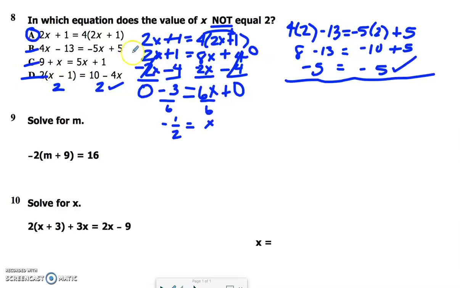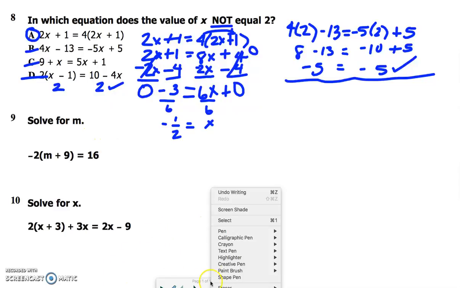Sometimes you want to just take that couple of extra minutes to check each of the other answer choices just to be sure, especially when that answer comes up right away. It could be a trick, or you could have miscalculated. Not assuming you have, but just to be sure. Okay, let's move on to number 9.